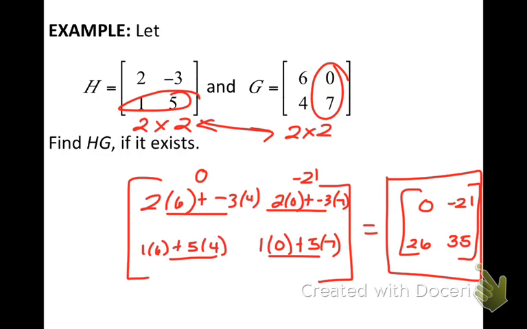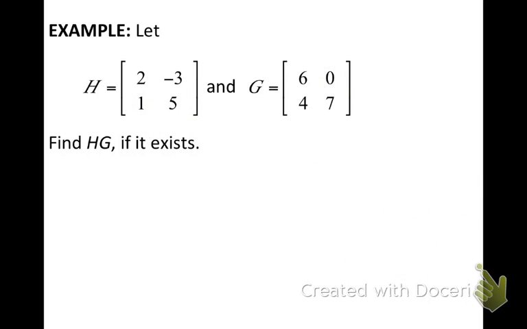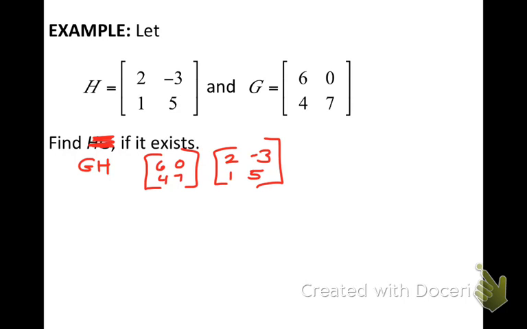Would GH be the same? Well, let's figure it out. What would it be? See if you can do GH on your own. So usually what I like to do is if I had to find GH, I literally will rewrite the matrices so that G is first and H is second, because that just helps me out for my processing and the order of everything. You might not necessarily need to do that, but for me it helps. So see if you can find the product of GH.